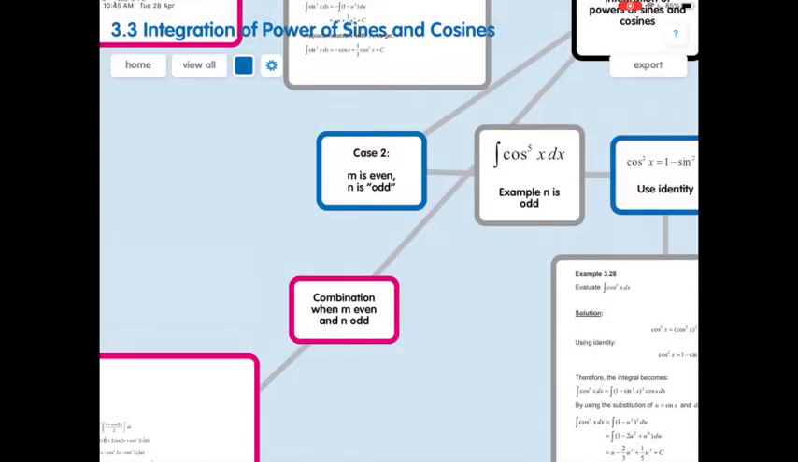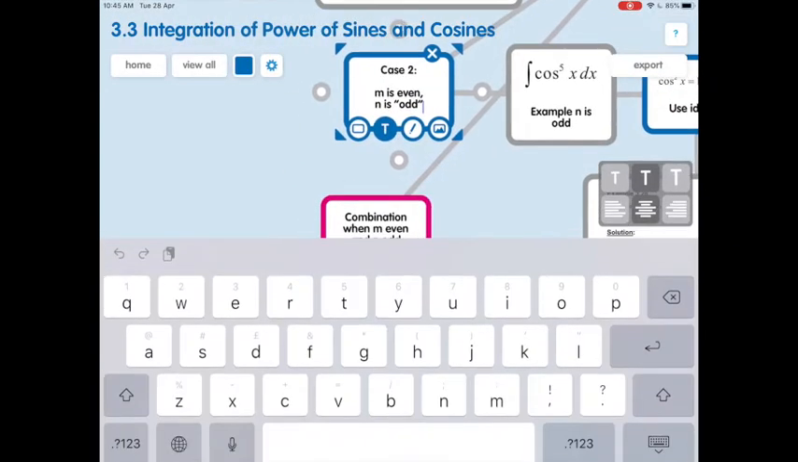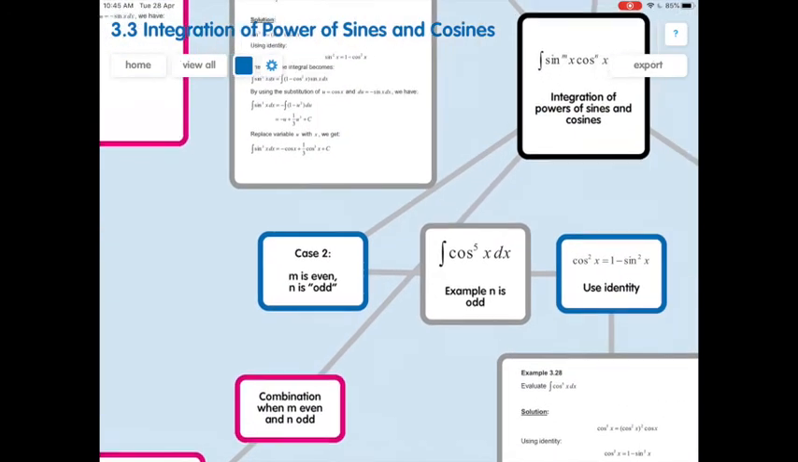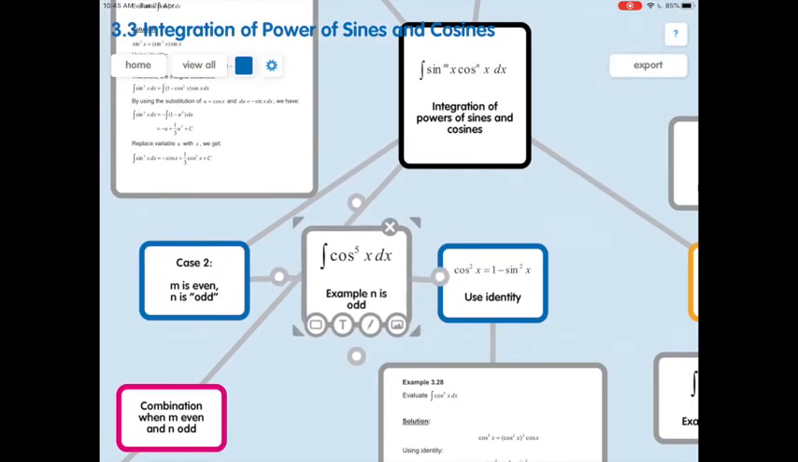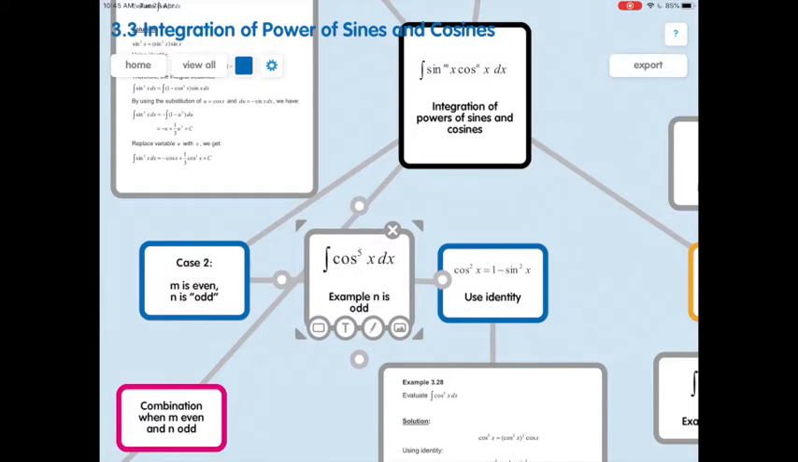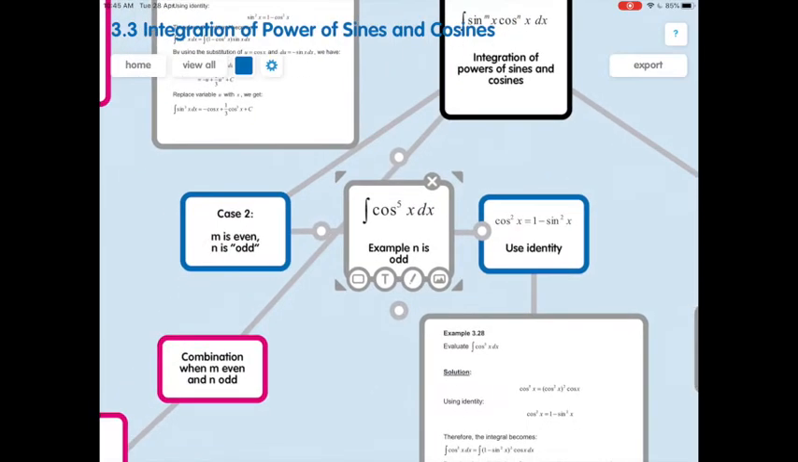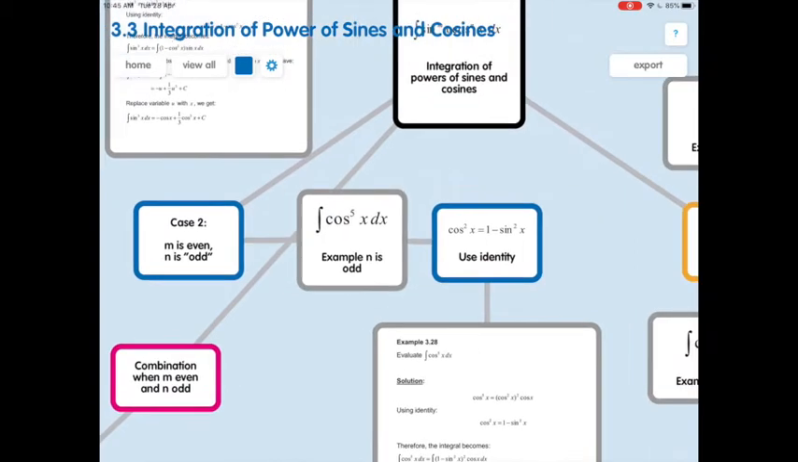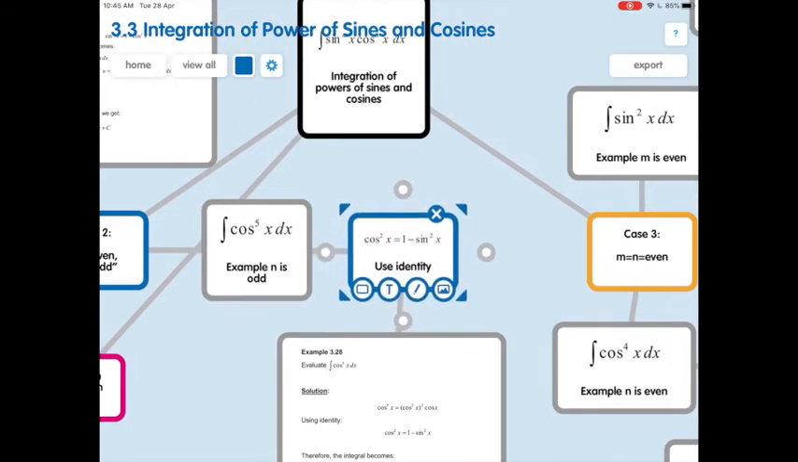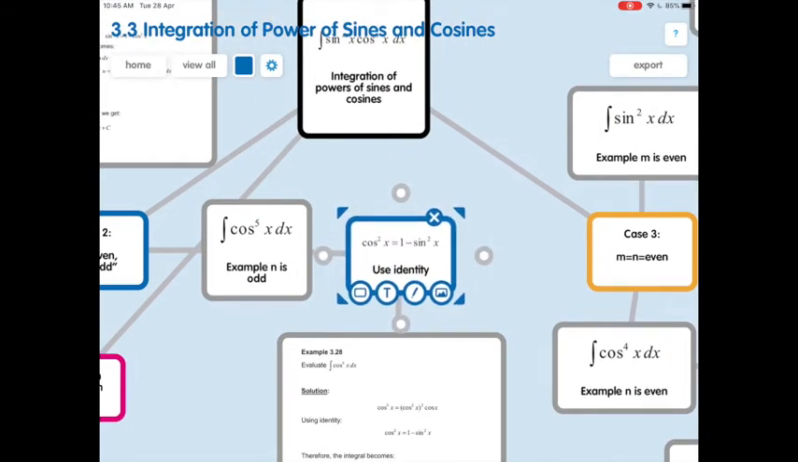Regarding case 2, when m is even and n is odd. Alright, so this is the example when n is odd. So n is basically referring to the power of cosine function. So here we have cos power of 5x dx. So you need to use this identity, cos squared x equals 1 minus sine squared x.